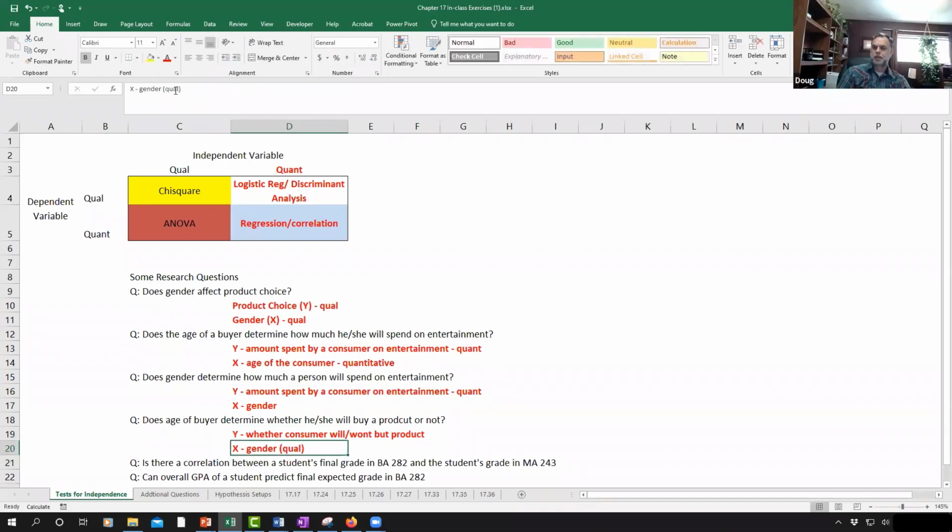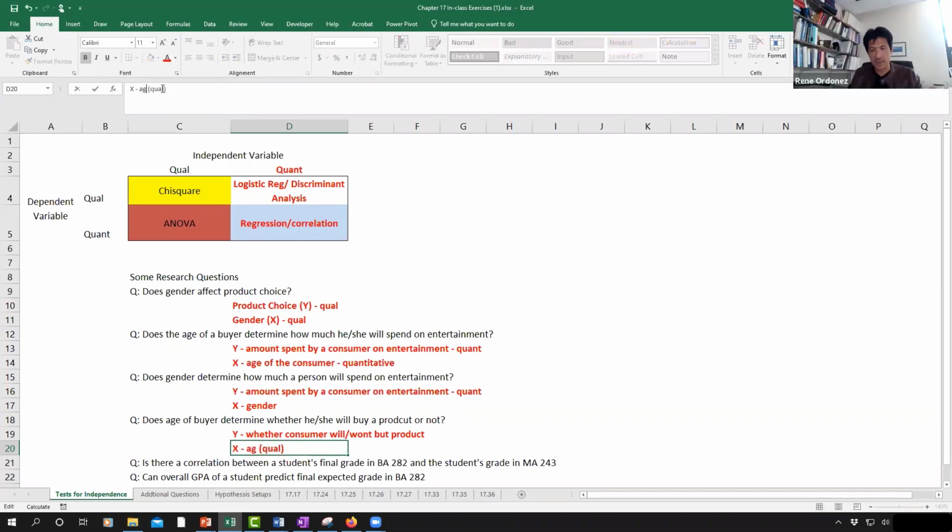Renee? Yes? Did you mean age for the predictor there instead of gender? Oh, yeah, thank you. Age is quantitative. Thank you for pointing that out. So we have here the dependent variable is qualitative and the predictor variable is quantitative.